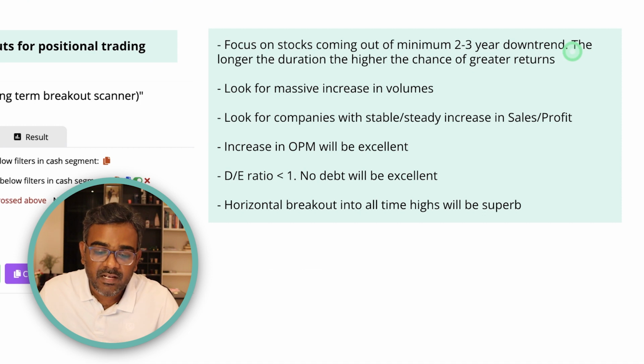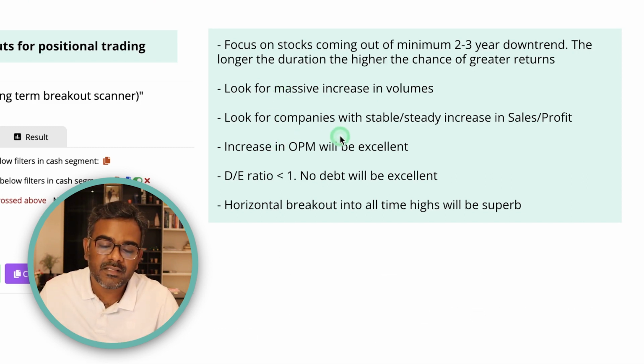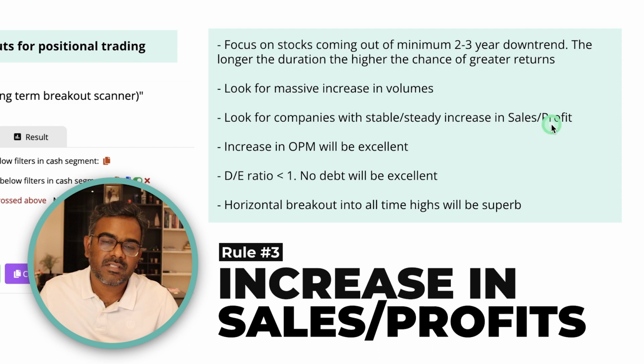Remember that. The second rule is the stock should also have a massive increase in volumes when it's breaking out from whatever time frame it is, but also look for companies which are having a steady increase in sales or profit, or at least there should be a slight uptick in the sales and profits in the last few quarters, if not for the last many years or so.